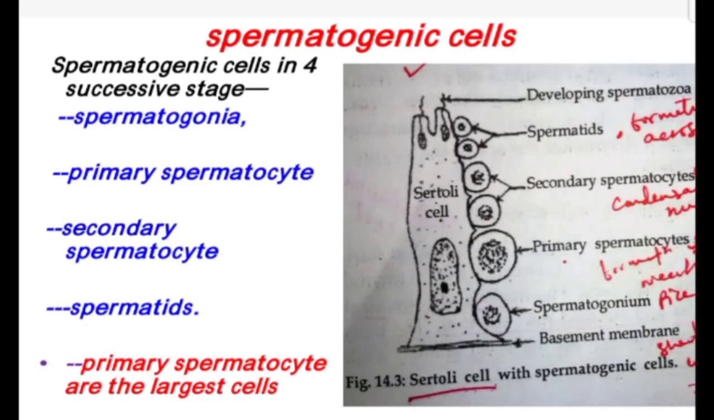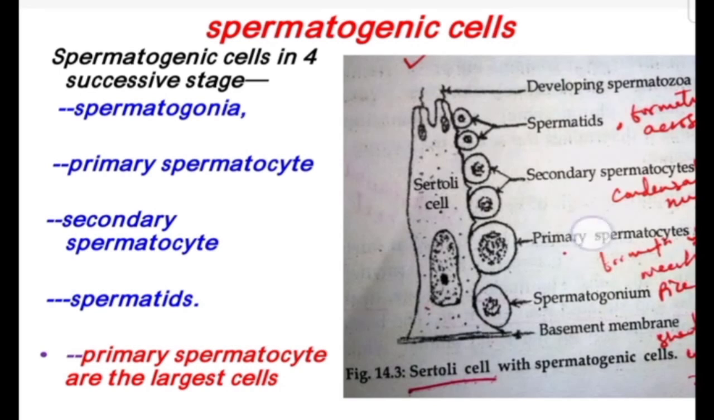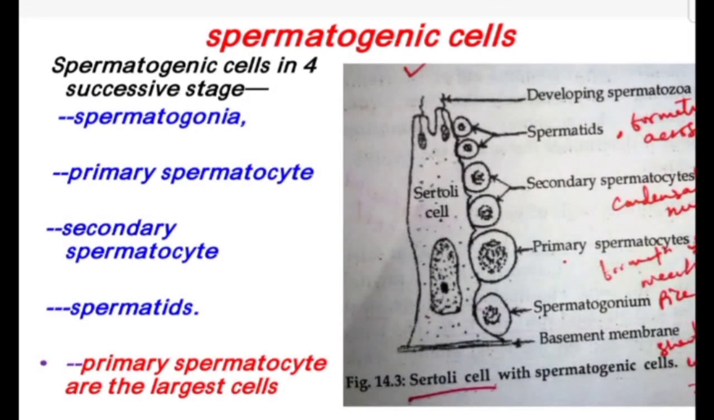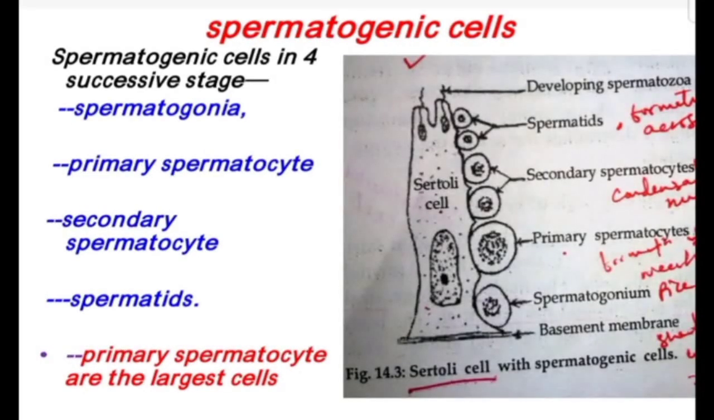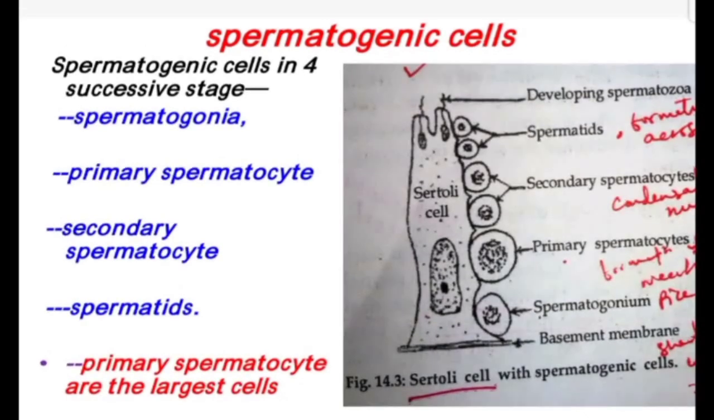The spermatogenic cells are present in different stages of development. The first is the spermatogonia, then the primary spermatocytes, which give rise to the secondary spermatocytes, and the secondary spermatocytes give rise to the spermatids. So there are 4 layers of cells. These are roughly cuboidal cells, so we call it cuboidal epithelium. This is modified stratified cuboidal epithelium known as the seminiferous epithelium.